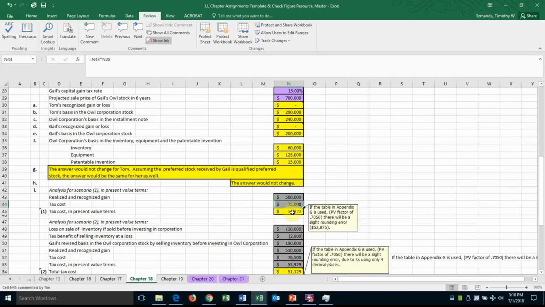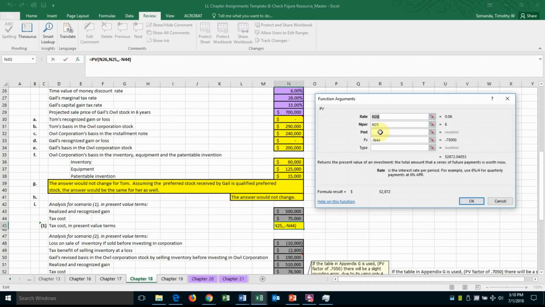And so let's take a look at the present value a minute. The reason we need to consider present value calculations is because the $700,000 sales price won't occur for 6 periods. And it would be inappropriate to consider the present value of the tax consequences as though it were happening today, when in fact it would not happen until year 6. So we need to discount this $75,000 tax cost back to today, and we're going to discount it at 6%, which is given in the problem.